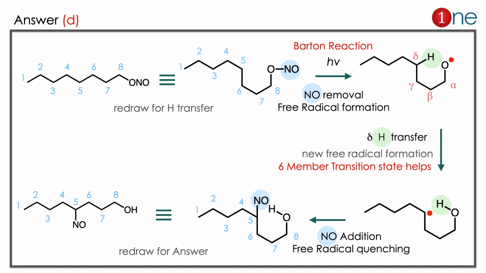So here you have to learn one thing: the Barton reaction. If you have an ONO group with a perfect delta hydrogen, you might expect the Barton reaction, and the Barton reaction is completely driven by the delta hydrogen transfer. So you have to imagine the reactant for the 6-member transition state. Here the whole reaction is driven by radical quenching.